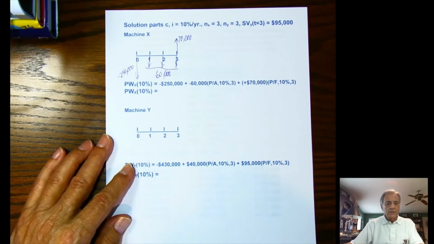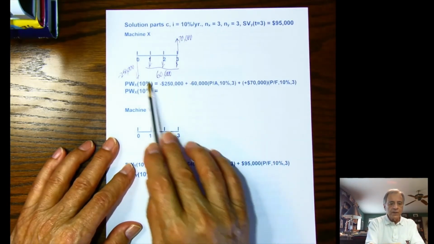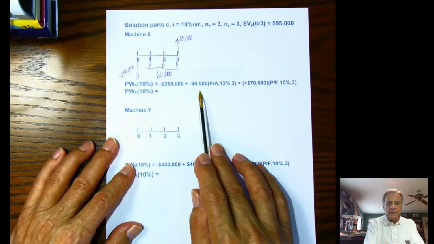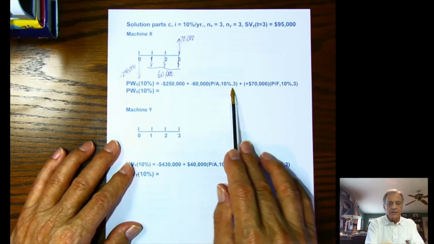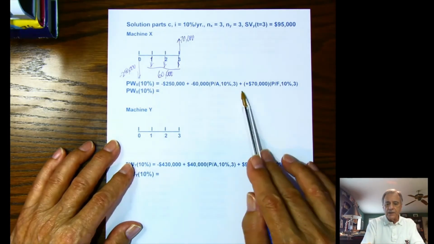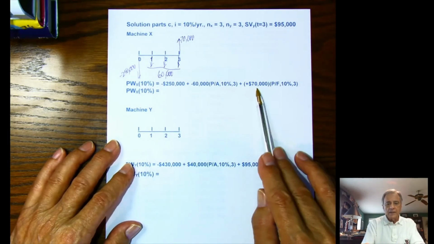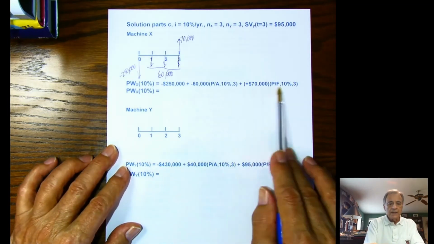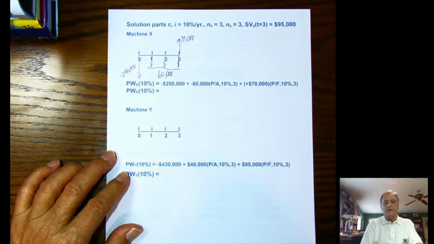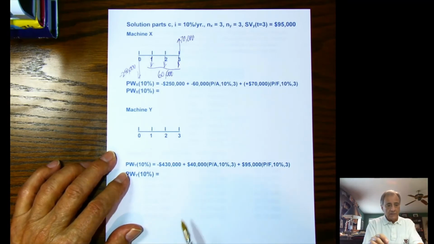So the present worth is minus 250. That takes care of that one. Minus 60, P given A, 10% for 3 years. And then you have a plus 70, P given F, 10% for 3 years, and that will give you the present value of machine X.